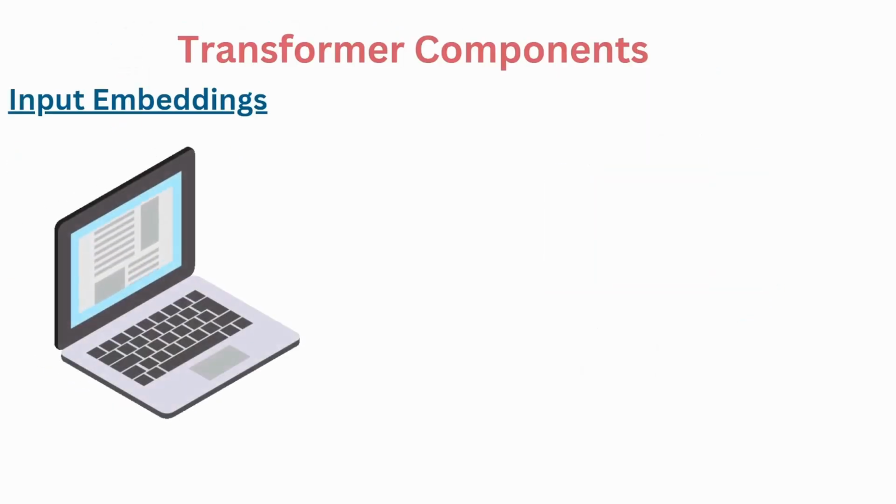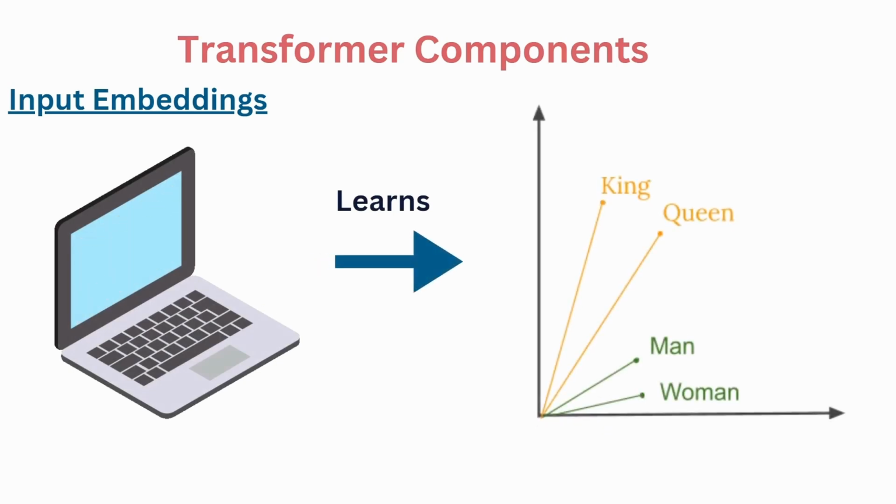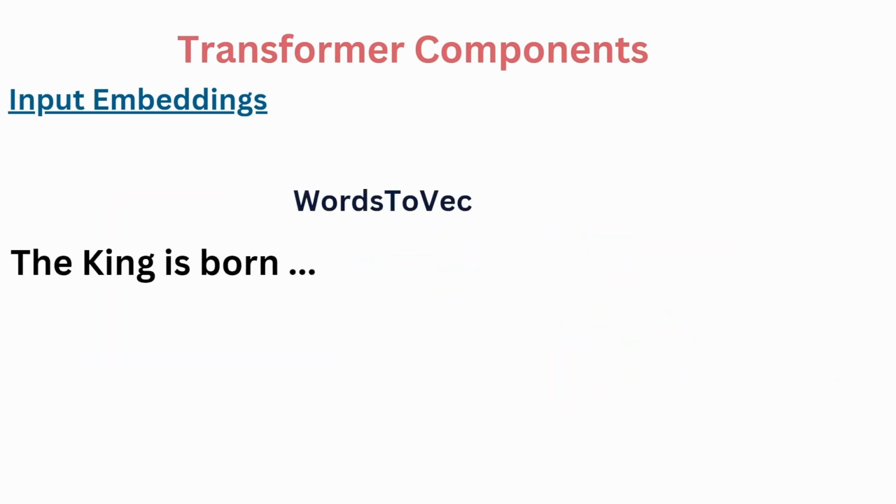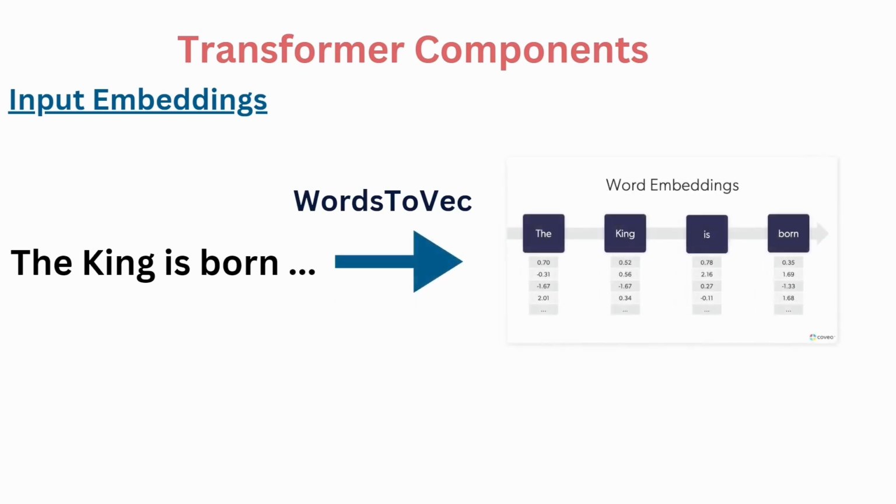Input embedding gives the computers the ability to learn the text. We all are aware that the computer does not understand the text, it understands the numbers. These vectors allow the computers to learn and understand this text. For example, when we are feeding this text, "the king is born", we are converting words to vectors. This is the vector with respect to all words in the sentence, and this vector is a numerical representation of a text.